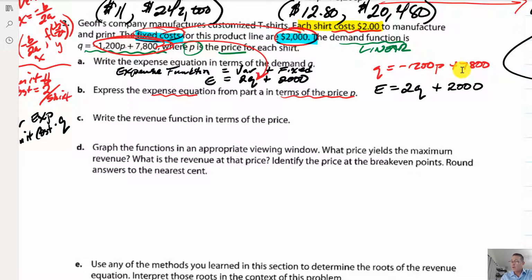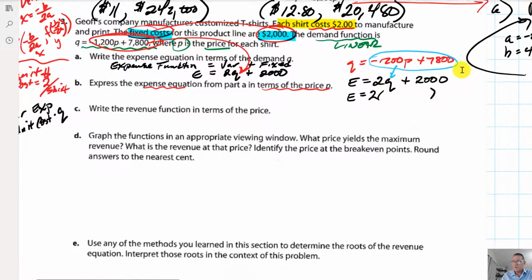All right, so what I need to do right now is take this quantity right here and substitute it into the function so I get the expenses in terms of the price. So here we go. Let's do it. I've got the expenses now equal to 2 times whatever Q is, plus 2000 more. Simple substitution.